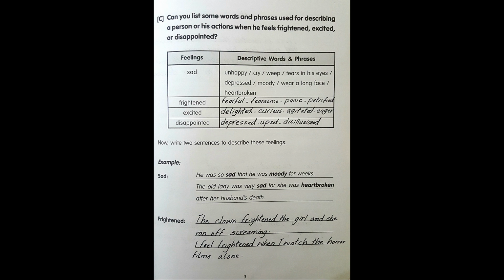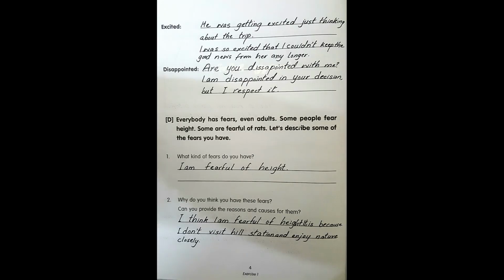Example: sad. He was so sad that he was moody for weeks. The old lady was very sad, for she was heartbroken after her husband's death. Frightened. The clown frightened the girl and she ran off screaming. I feel frightened when I watch the horror films alone. Excited. He was getting excited just thinking about the trip. I was so excited that I couldn't keep the good news from her any longer.